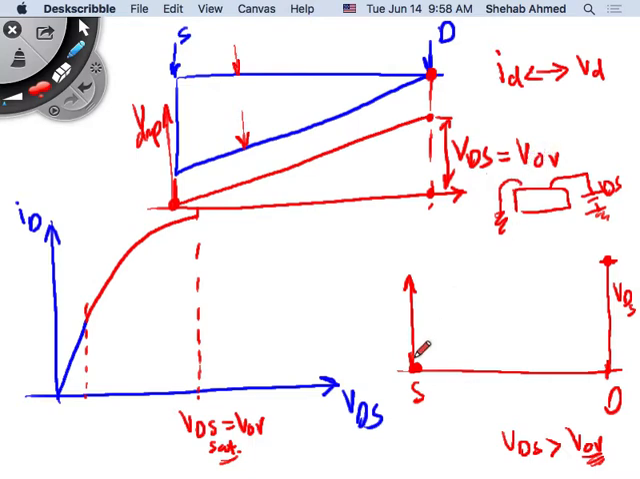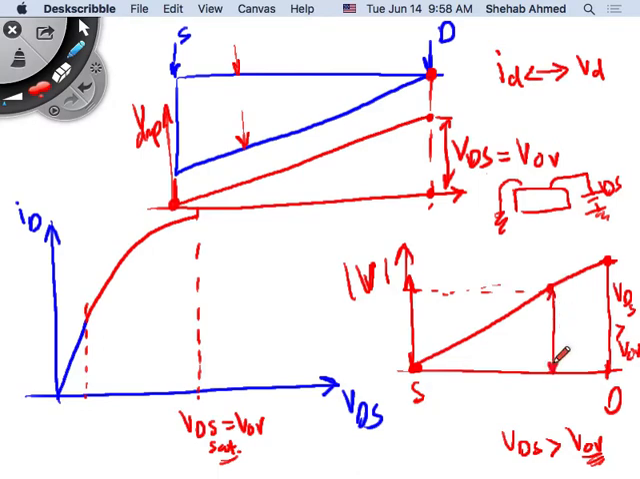Now let's see what's happening. Still, my voltage at the source is 0. Voltage at the drain is VDS. But VDS is greater than VOV. So VOV is where then? This is voltage magnitude, this is voltage drop magnitude. VOV is here, for example. It's less than VDS, right? We said VDS is greater than VOV. So the value of the overdrive voltage is somewhere here.